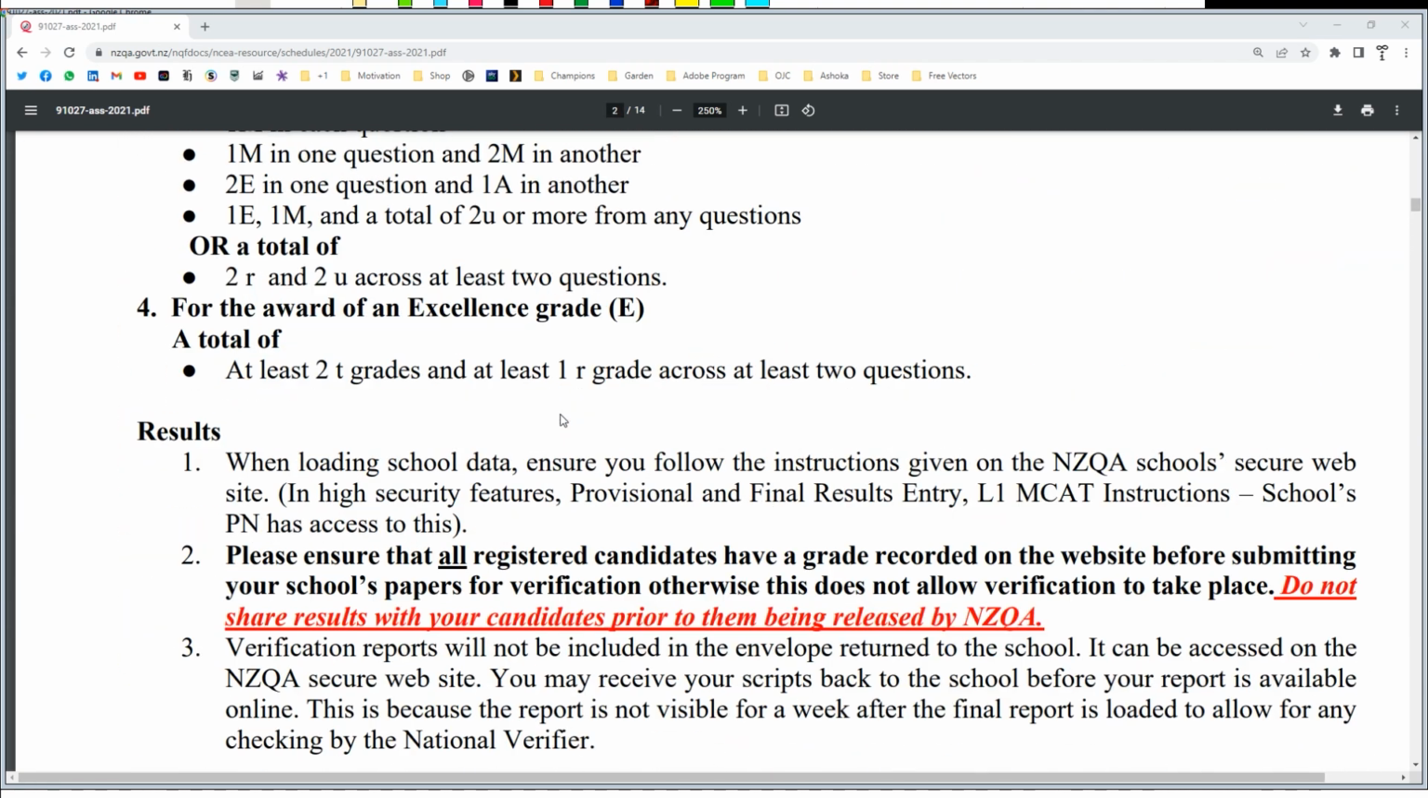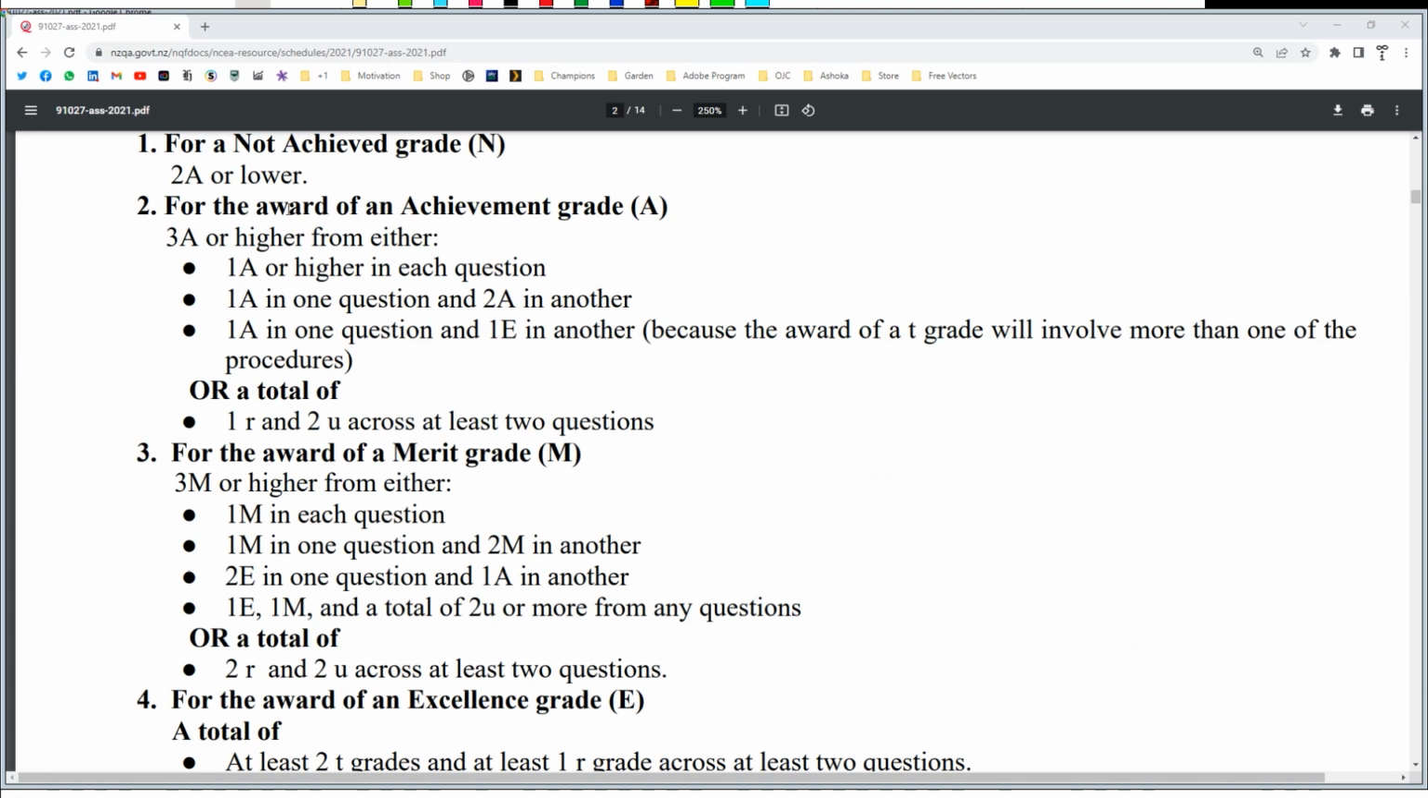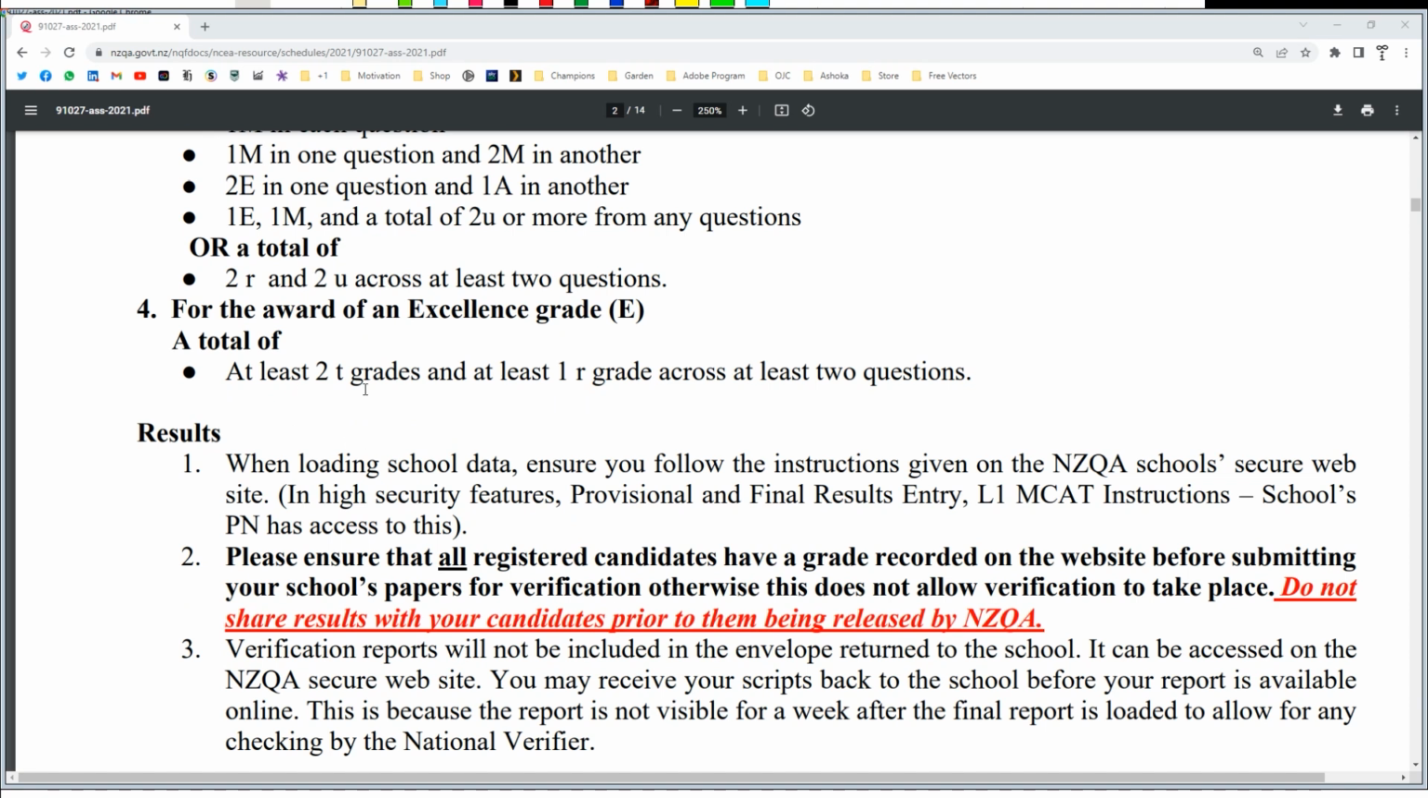for achieved, merit, excellence. There we go. For an achieved grade, you only need 3 achieved questions correct, but you've got to get them in at least 2 different questions. For merit, you need to get 3 merit questions correct, 1 merit in each question, or 1 merit in one question and 2 merits in another. Excellence: you need to get 3 excellence grades. So that's that whole T thing that they do. Don't worry about it. You just need to get those 3 excellence questions correct to get an excellence.